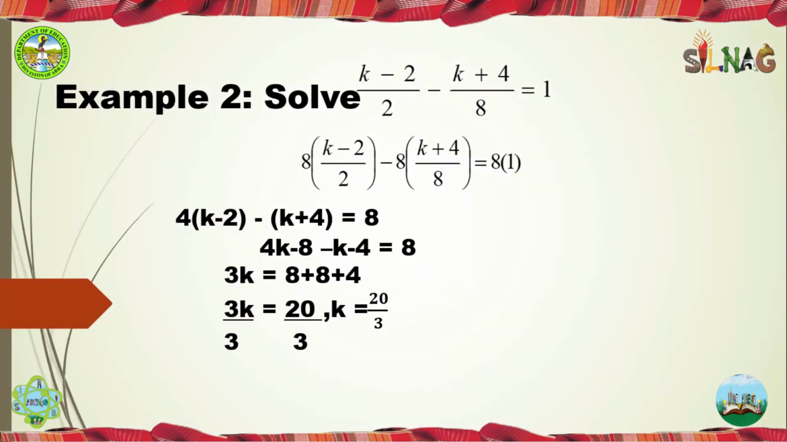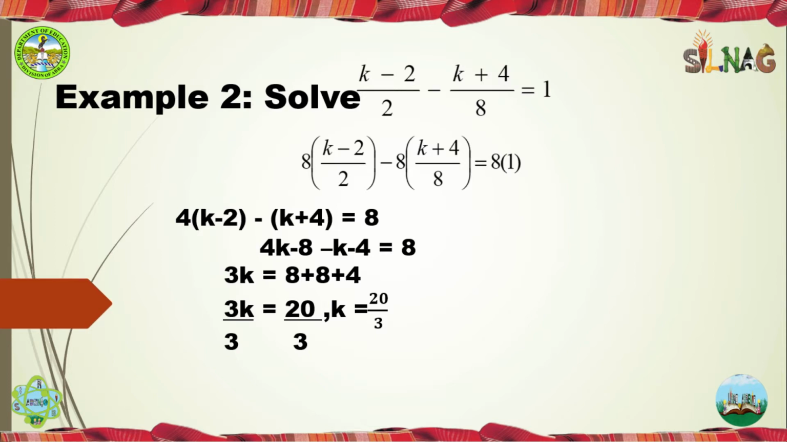So let us have our example number 2. We solve k minus 2 over 2 minus k plus 4 over 8 is equal to 1. So we have to find the LCD of 2, 8, and 1. And the LCD is 8. Then we multiply all members of the equation by 8. So 8 times the quantity of k minus 2 over 2 minus 8 times the quantity of k plus 4 over 8 is equal to 8 times 1.